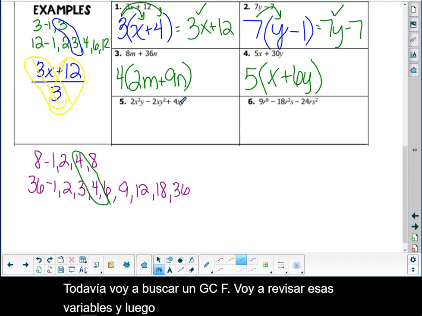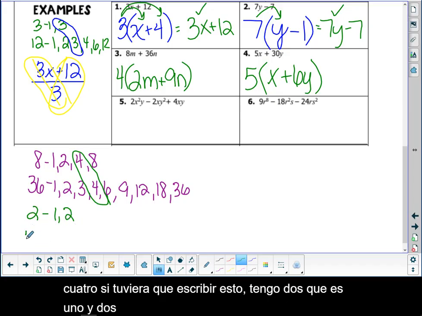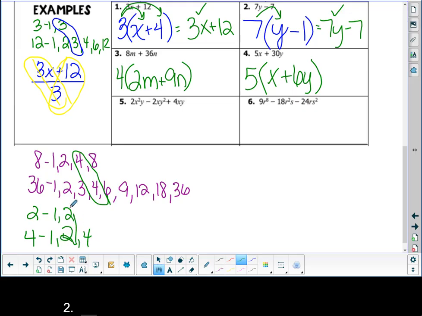So between 2, 2, and 4. If I needed to write this out, I've got 2, which is 1 and 2. I could write 2 again, but I know what it is. And 4. 1, 2, 1, 2, and 4. That greatest common factor there is going to be 2. So my GCF is 2.